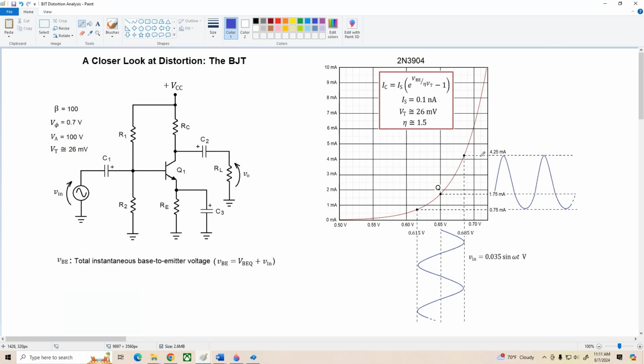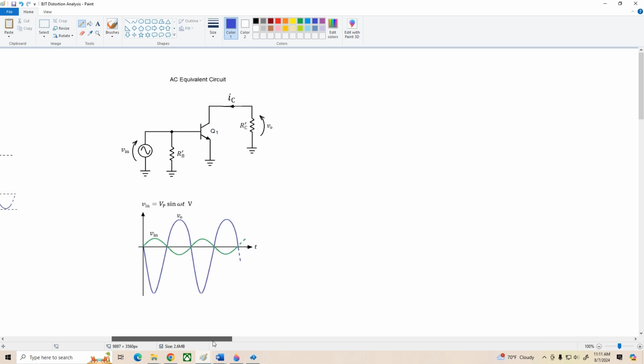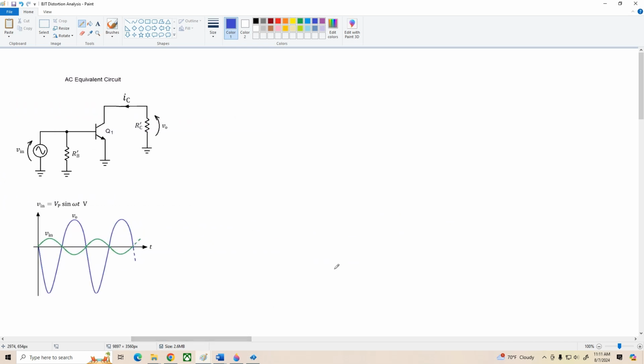Okay, now what we're going to do next is derive an equation that accurately describes this waveform, or actually the output voltage waveform, but we know how they're related. And it's going to follow a procedure somewhat similar to what we did for the enhancement mode MOSFET in the previous video. So let's go on over to the next page. And here we see we've got the small signal AC equivalent model and typical input and output voltage waveforms for the circuit.